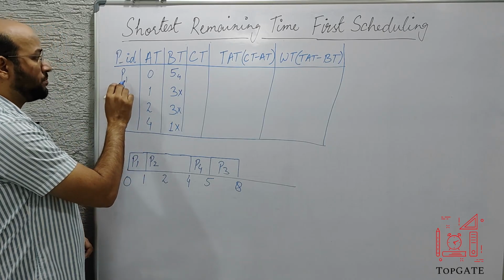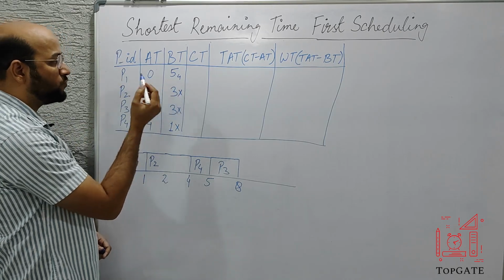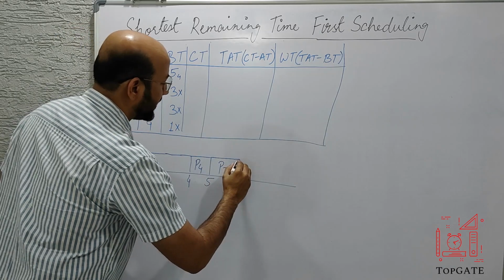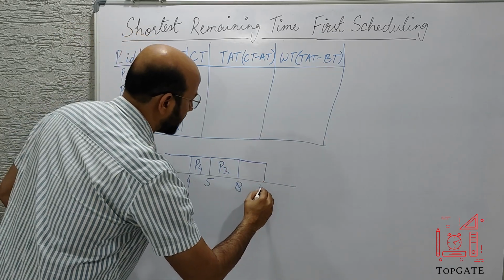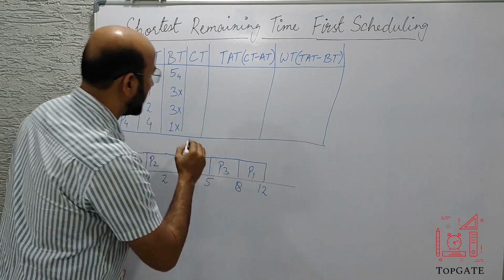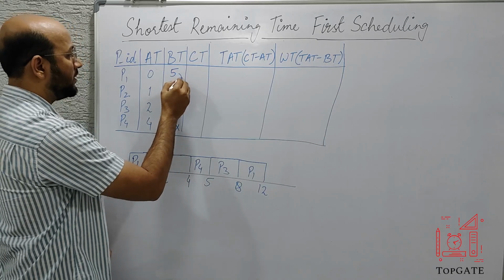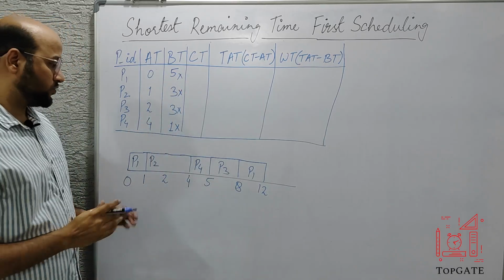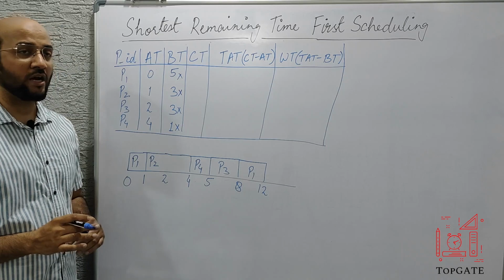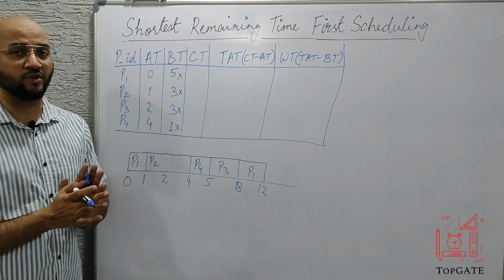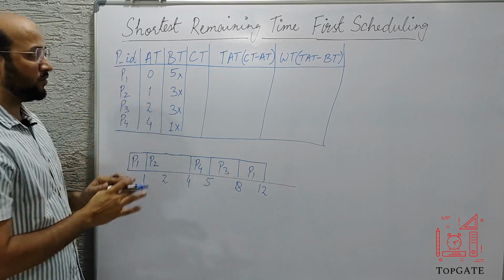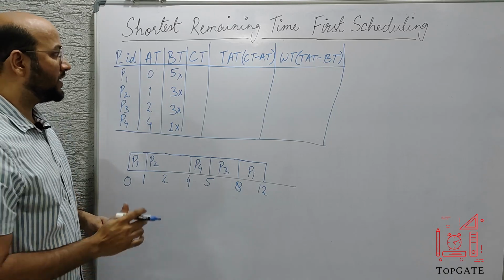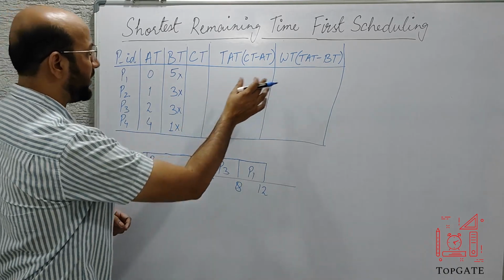Now the only process left is P1, which has 4 units of time. So it will start at 8 and complete its work at 12. So it will also get terminated and go out of the system. So this is the correct Gantt chart for the shortest remaining time first scheduling algorithm for this particular example. Clear? So now let's quickly calculate the turnaround time and the waiting time.